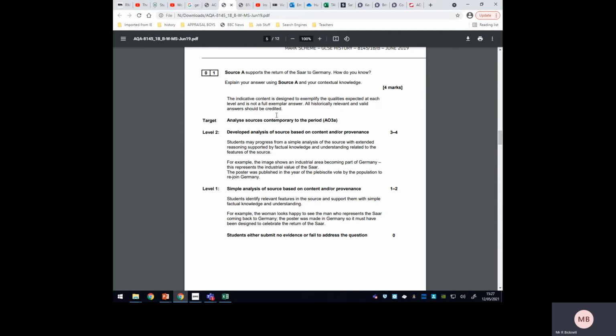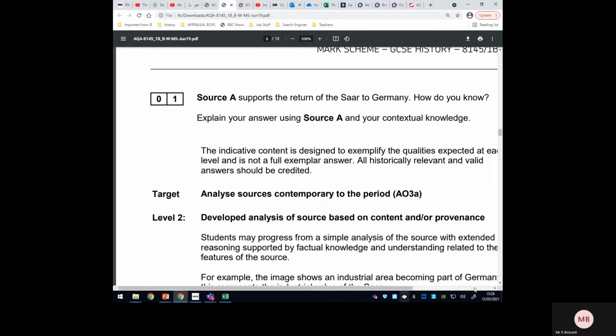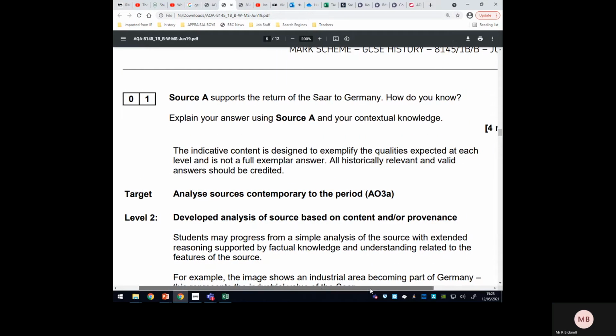Here you go. Now, this isn't going to be your question, obviously, but how do I zoom in? There you go. So you're going to get a source. It's going to say source A does something. It could be source A supports the return of a SAR. It could be that source A is critical of something. And then how do you know?